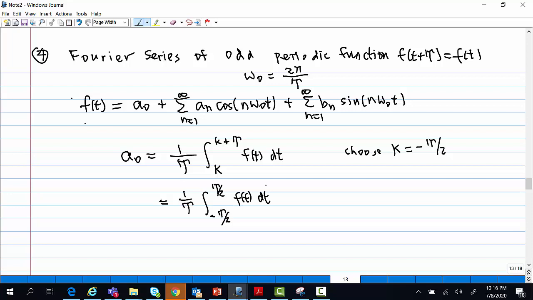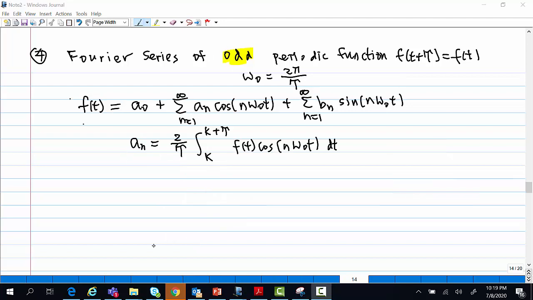However, we know the function is odd. So for the odd function, we know that the integral from minus a to a of f(t) dt is equal to 0. Therefore, a0 is 0. Here is the proof of an equal to 0 for an odd periodic function.